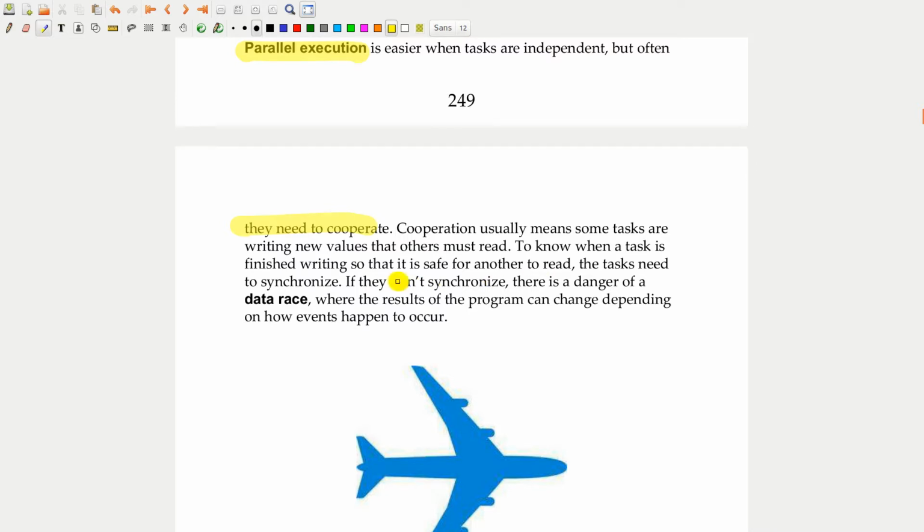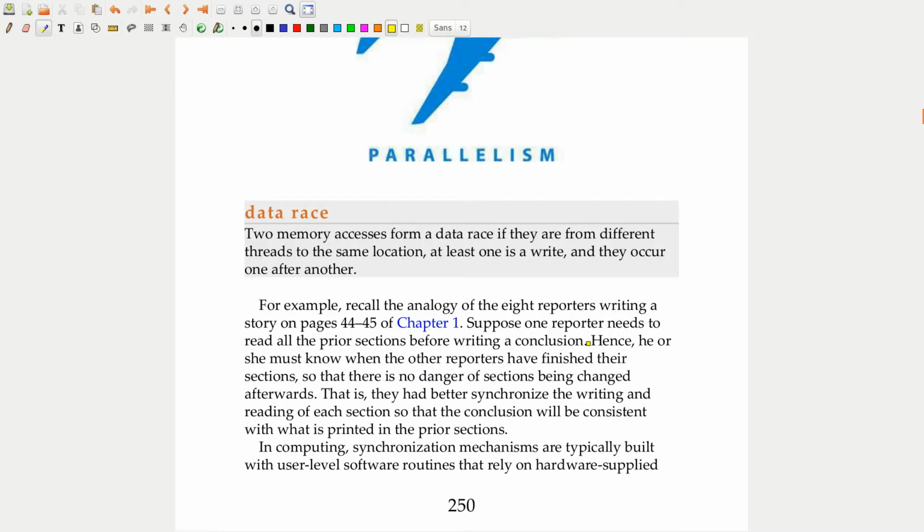And if we don't synchronize, which means if the two things don't talk to each other, even though they're doing things on maybe the same set of data, there could possibly be a data race, which means that the results of the program could change depending on who goes first in line. A data race is specifically when two memory accesses are from different threads to the same location, at least one is a write, and they occur one after another.